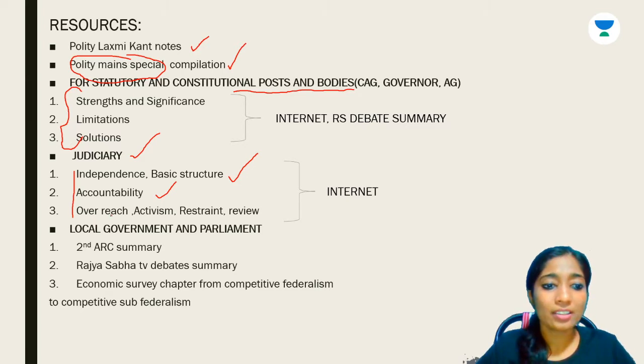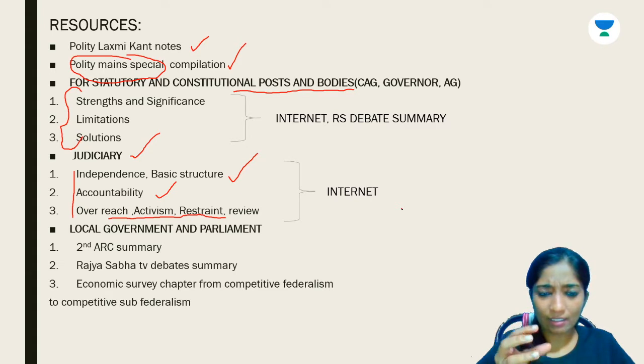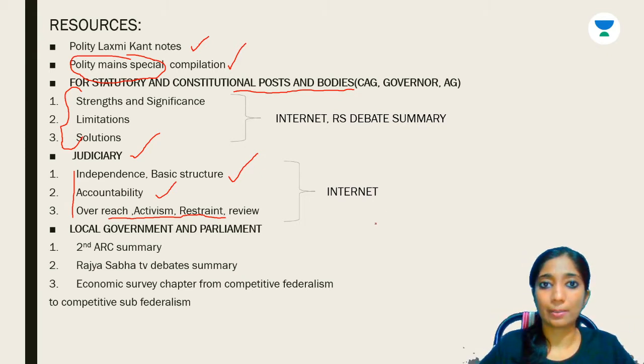Then there are very familiar terms like judicial overreach, activism, restraint, and review. All these things I referred to on the internet. That is, what is judicial overreach? Are there any recent instances where the judiciary showed overreach, judicial activism or restraint? What are its positives? What are its negatives? Like this, I compiled one note for each and everything.